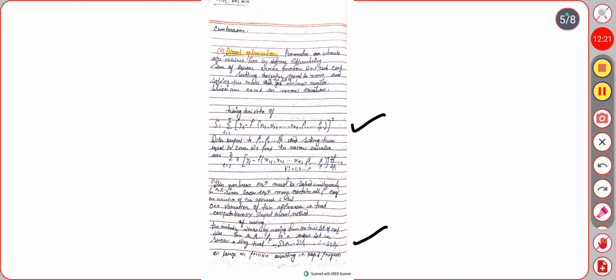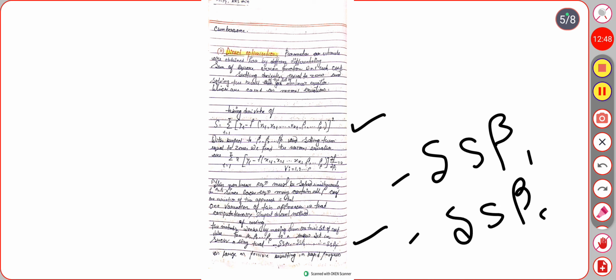So here our objective is, we choose beta 1, beta 2, beta 3 in such a way that del S divided by del beta i will be minimized. That is why we provide the minus sign here. That means the value is minimum.